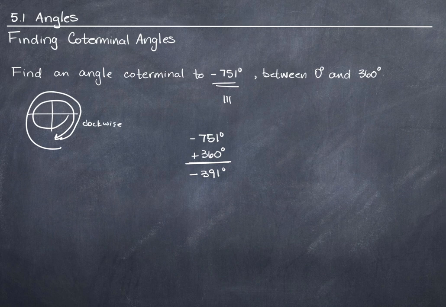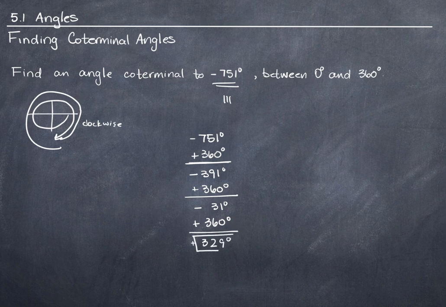That's still less than 0, so I'm going to add 360 again. And you can probably see I'm still not quite going to get there. This gives me negative 31 degrees. So I'm going to have to add 360 one more time, and that gives me 329 degrees, this time positive.